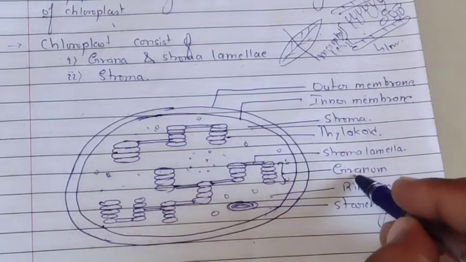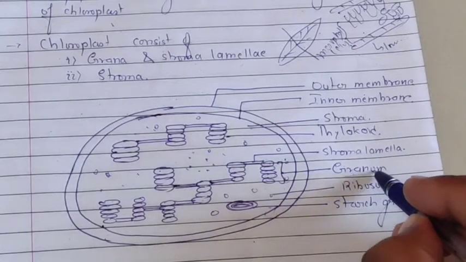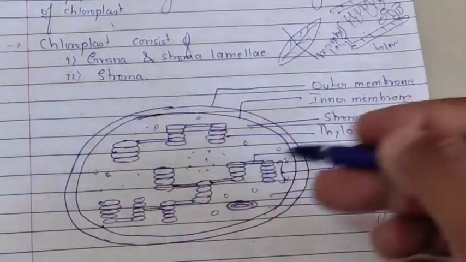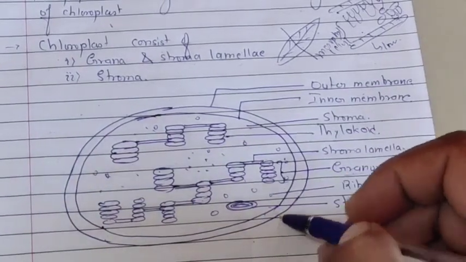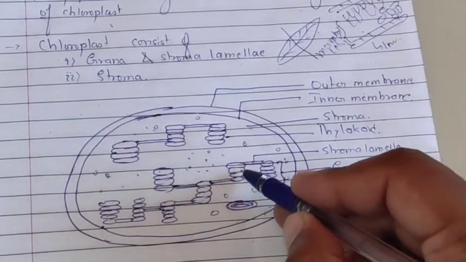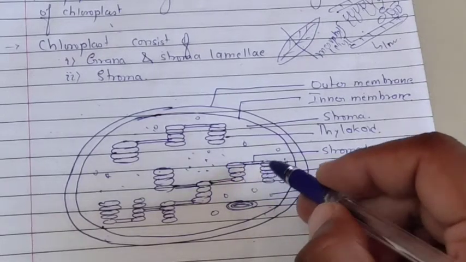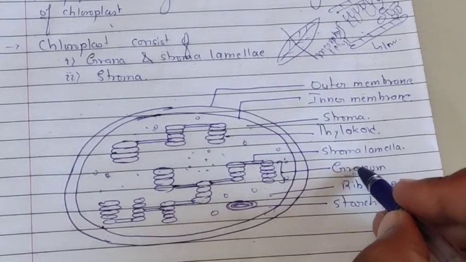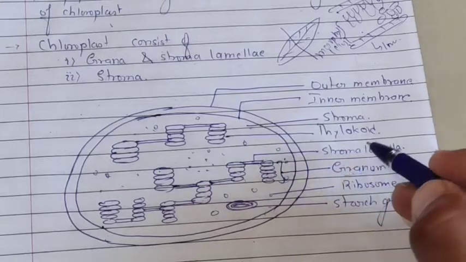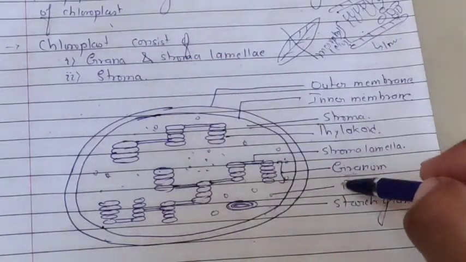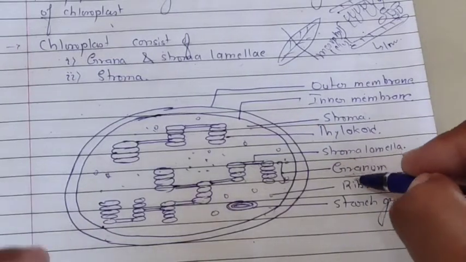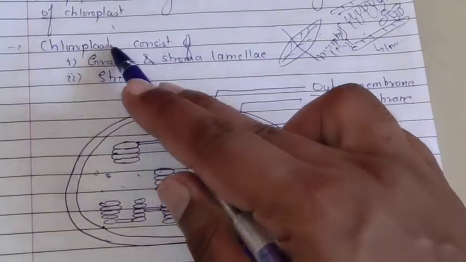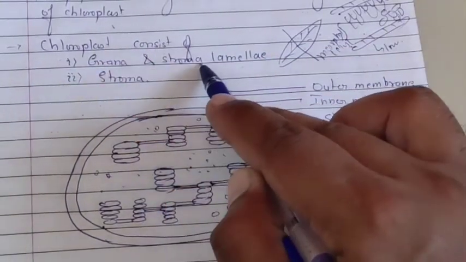This whole structure is called the granum. All the granum are called grana. Granum is the singular term and grana is the plural term. Here you can see there is a connection between two granum. This connection is called the stroma lamella. So grana and stroma lamella make one system. For photosynthesis we require only these two structures, the stroma lamella as well as the granum. So the main parts of the chloroplast consist of grana and stroma lamella as well as the stroma.